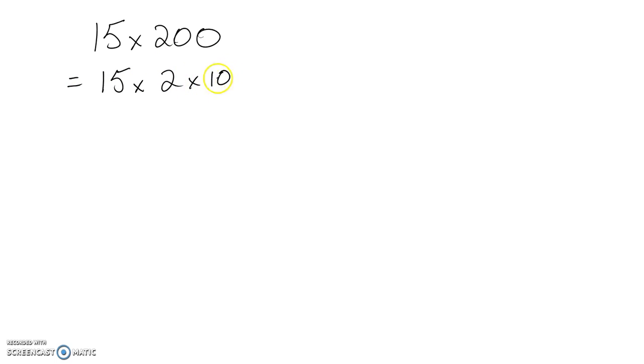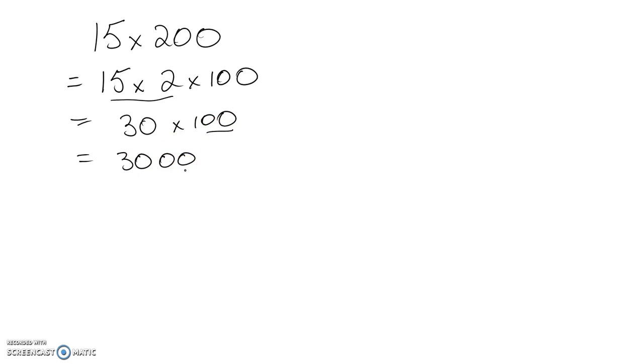What about 15 times 200? Again, let's work in stages. So we'll say that's 15 times, and 200 is 2 times 100. Let's do the first stage. 15 times 2 is 30 times 100. Now we've got 30. We write the number. How many zeros in the multiplier? There are 2, so it's 3000.